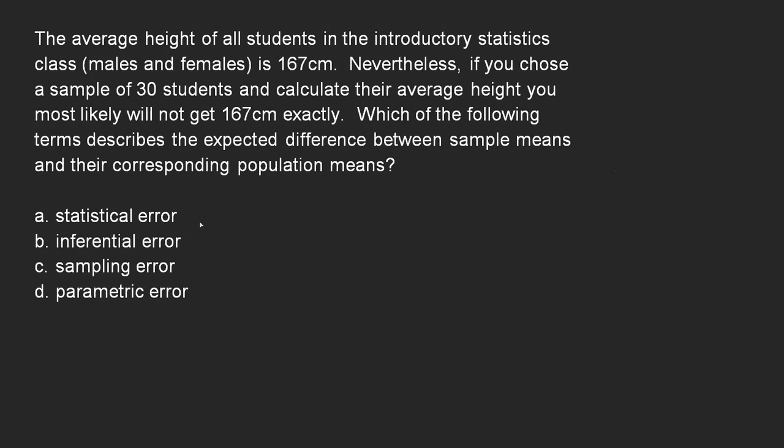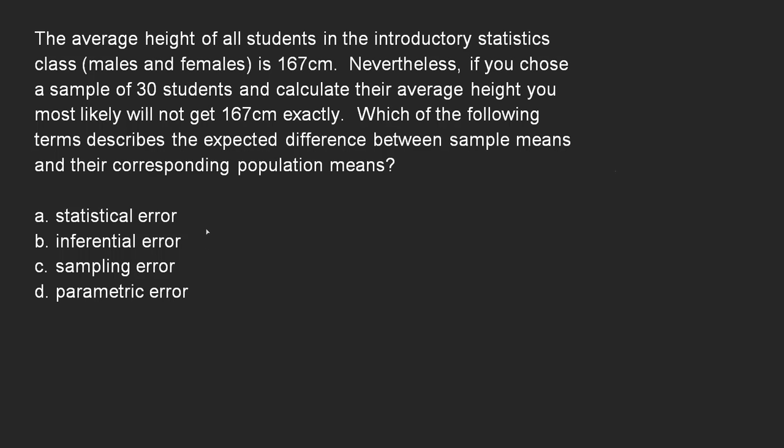The average height of all students in the introductory statistics class, both males and females, is 167 centimeters. Nevertheless, if you chose a sample of 30 students and calculate their average height, you most likely will not get 167 centimeters exactly. Which of the following terms describes the expected difference between sample means and their corresponding population means?